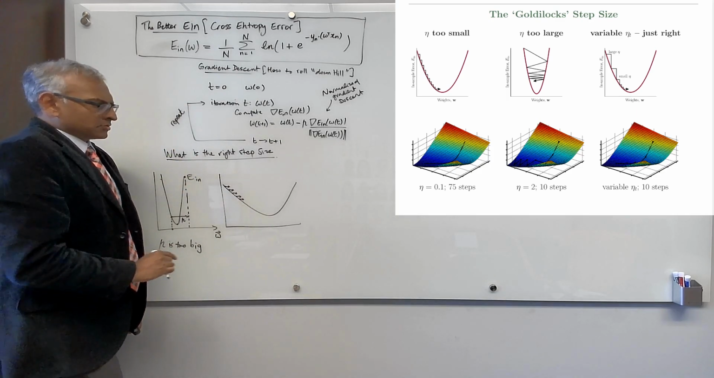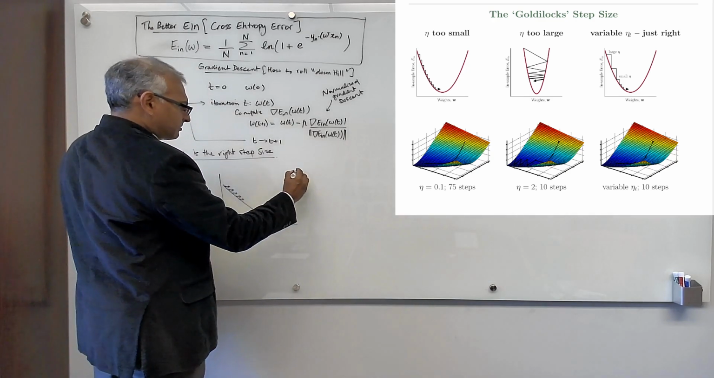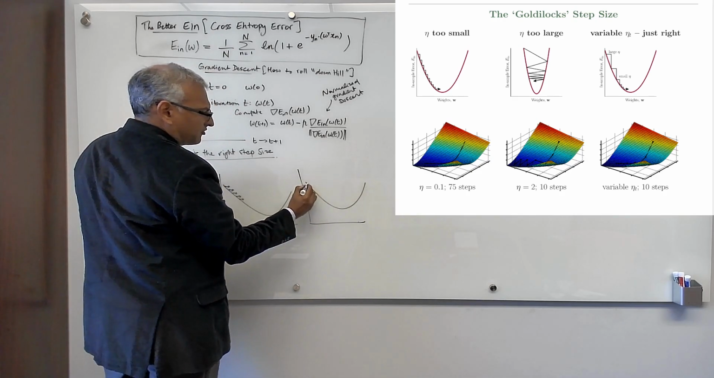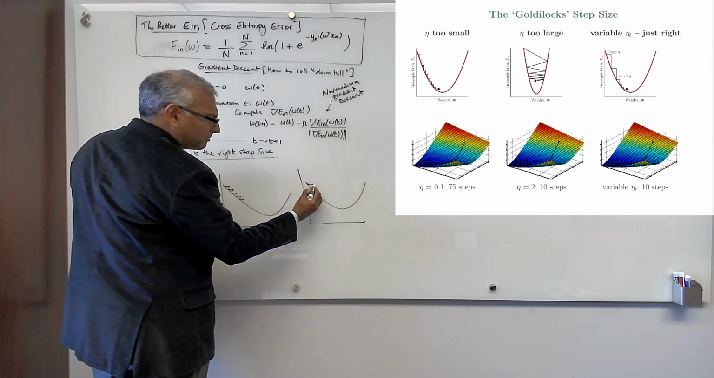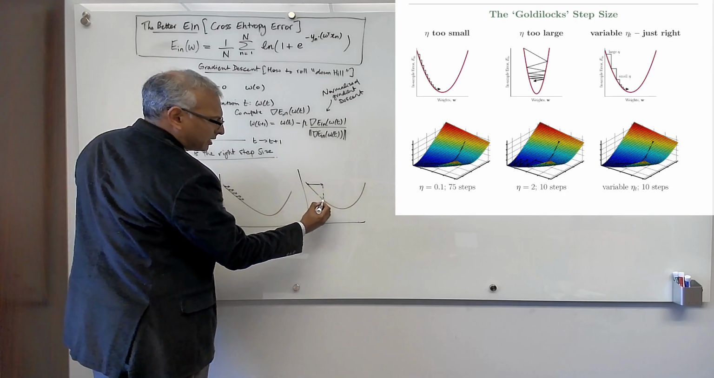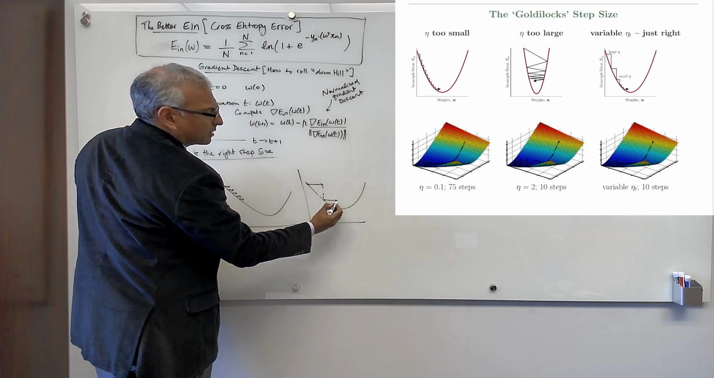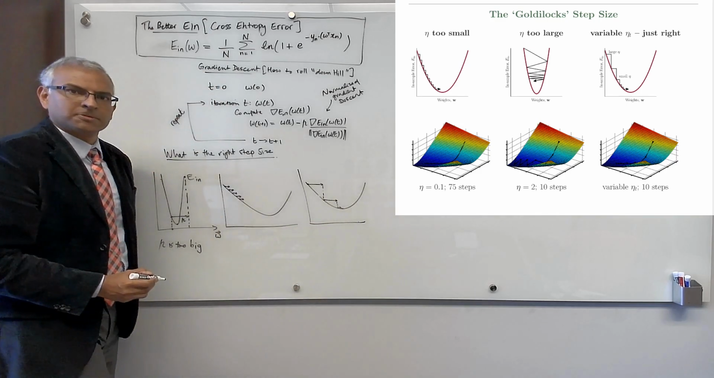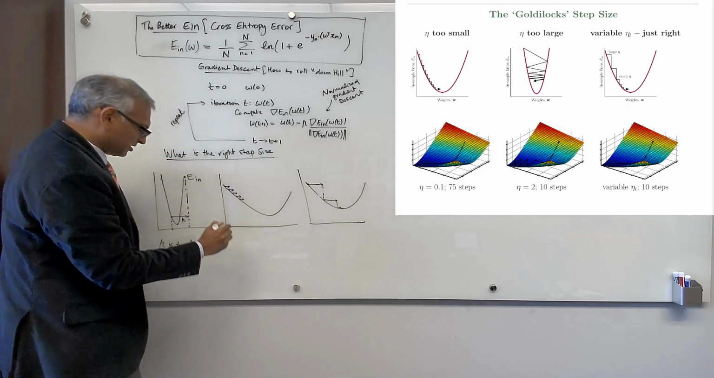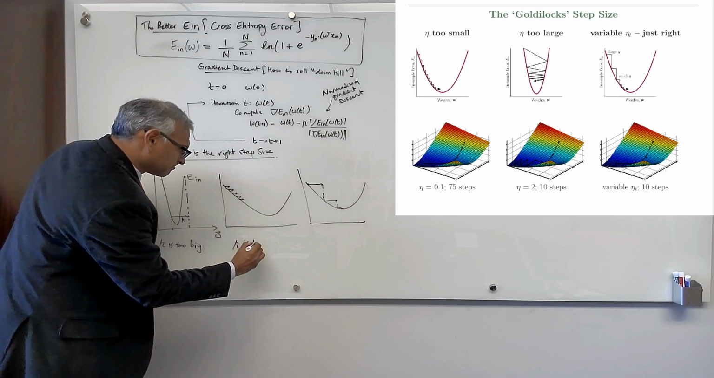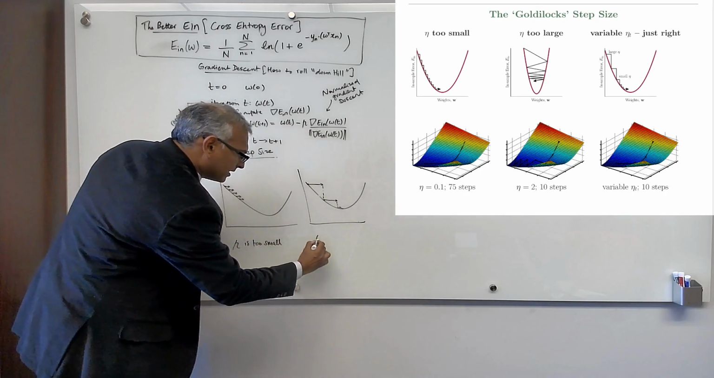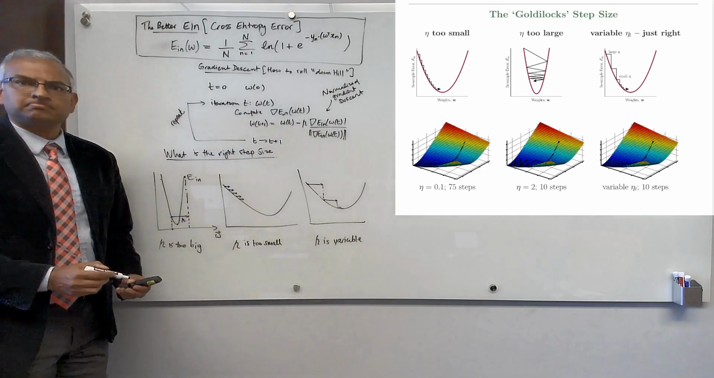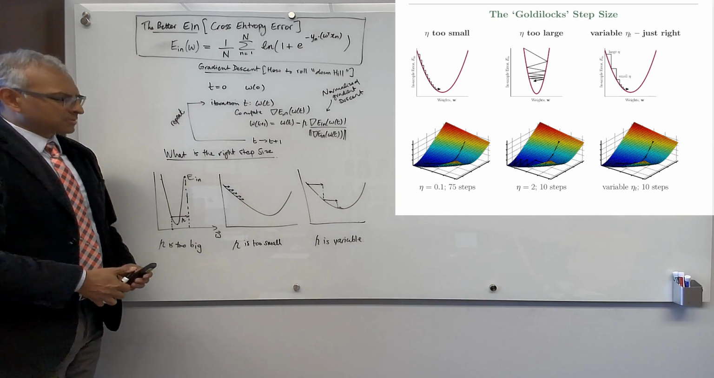Okay. So ideally what we would like is some kind of Goldilocks step size. You're far away. Ideally we would like to take a big step, and we're still far away, so we take another big step. And now we've gotten close, so let's take a small step, and then a small step, and so on. But this is not a fixed step size. So here, eta is too small. Here, eta is variable.